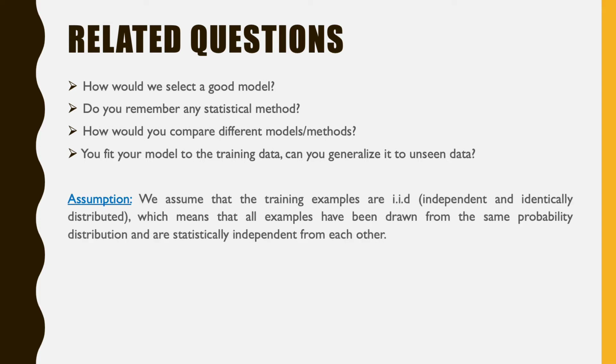And here is the assumption. We assume that the training examples are IID, which means independent and identically distributed. If you're familiar with statistical concepts, this is one of the main assumptions we have. This means that all your examples have been drawn from the same probability distribution, and they are statistically independent from each other. This is a very important assumption for the methods we will use. And use test data only once to reduce bias.